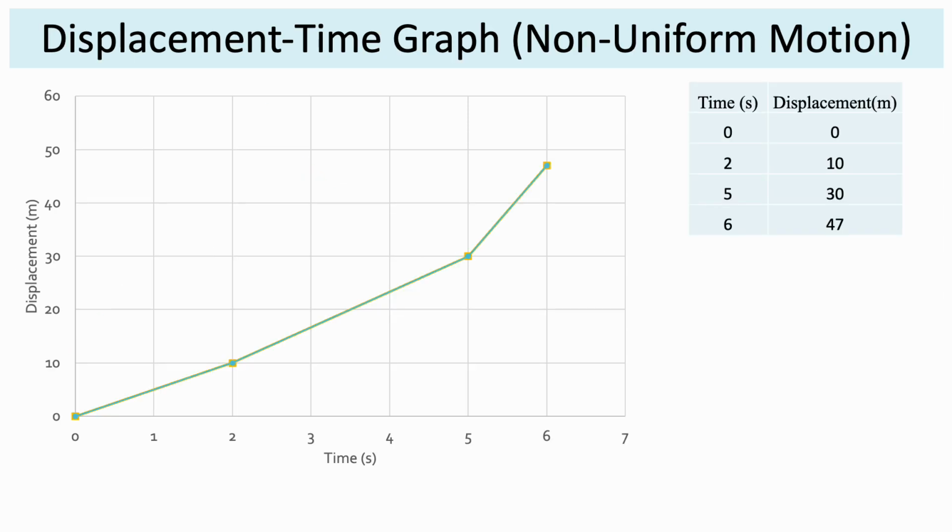This graph shows non-uniform motion. The slope changes at different times. In the first 2 seconds, displacement increases slowly. Between 2 and 5 seconds, it increases more rapidly, meaning the object is moving faster. And from 5 to 6 seconds, the slope is even steeper. Therefore, we can say acceleration is happening. Non-uniform motion is common in real life, as speed often changes.